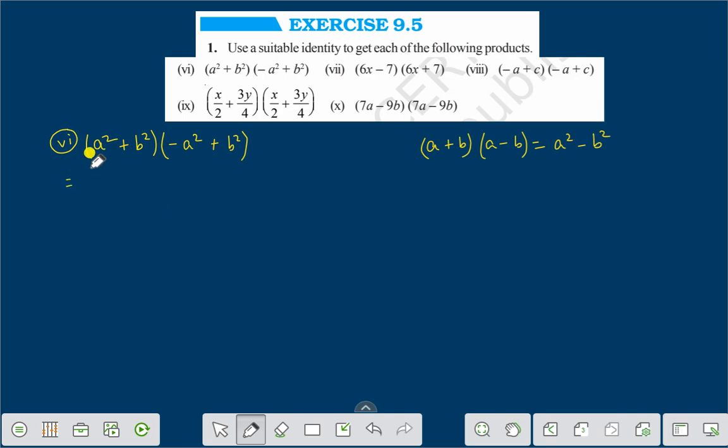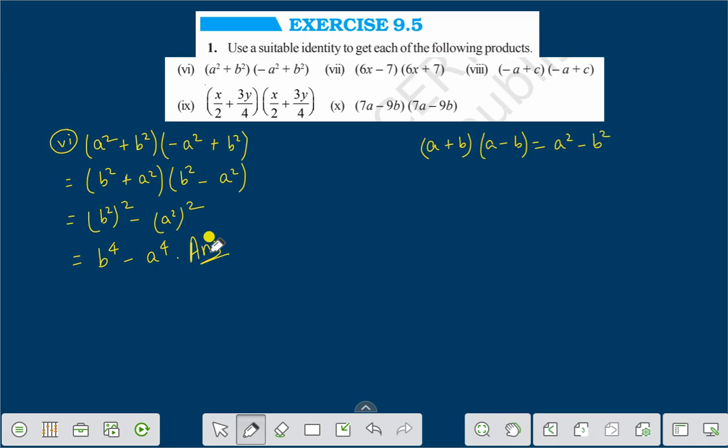If we arrange this one, if we write b square plus a square into b square minus a square, apply this identity, then it will be b square whole square minus a square whole square. That is, we are getting b to the power 4 minus a to the power 4, and that is the answer. b to the power 4 minus a to the power 4.